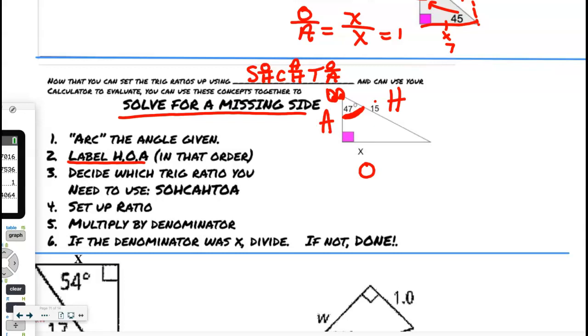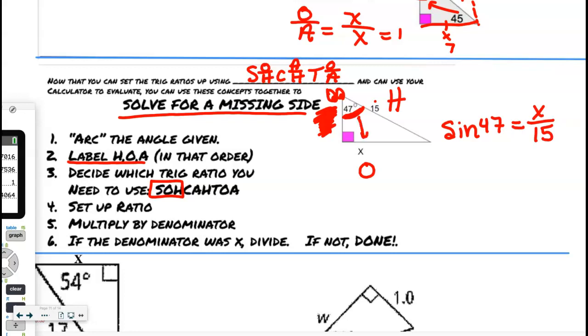We're going to decide which trig ratio we're going to use by crossing off the letter that has nothing with it. H has a 15, O has an X, A is not needed for this problem. Okay, that's going to help us decide whether we should use sine, because we have opposite and hypotenuse, cosine, because, you get it, right? We're going to choose the sine for this one. We're going to set up the ratio. We're going to say, I know that the sine of my angle has to equal the opposite over the hypotenuse.